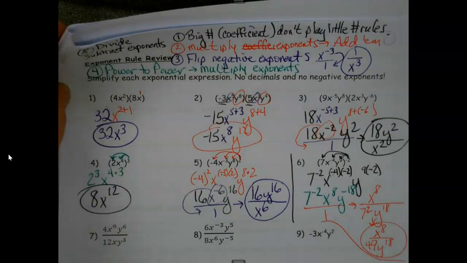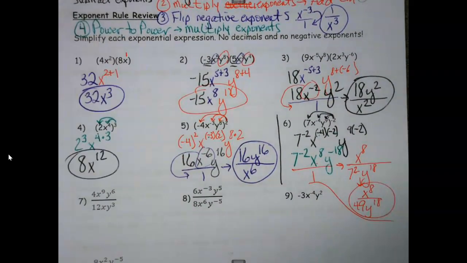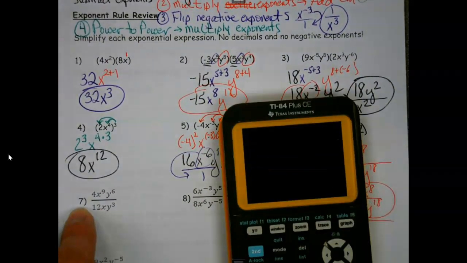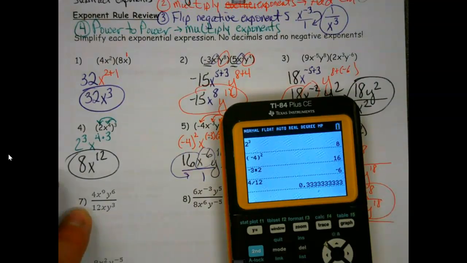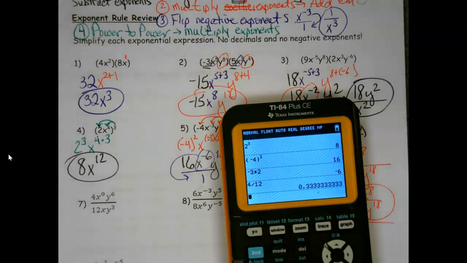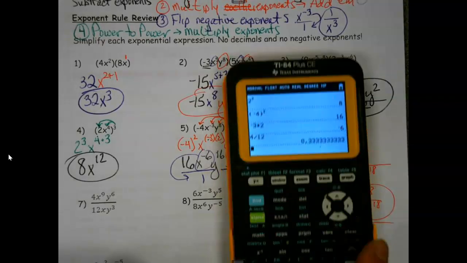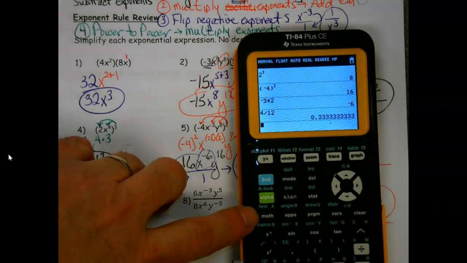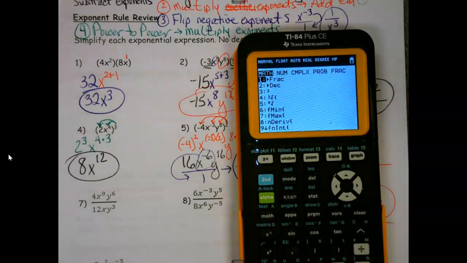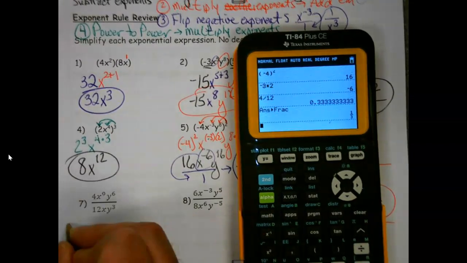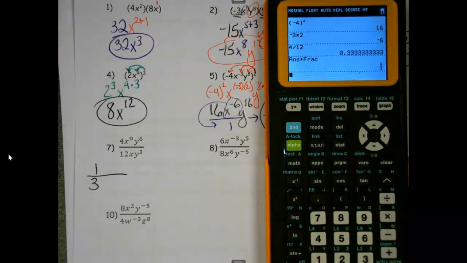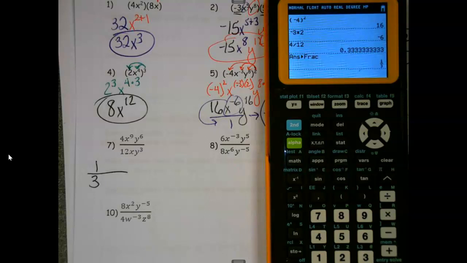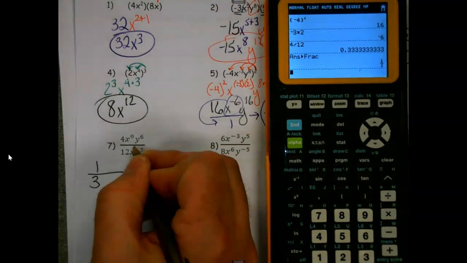I get to number 7, and I'm like, okay, big numbers don't play by little number rules. 4 divided by 12. 0.333333333. No decimals. Well, Hardy, what the heck? That's right. Our friend, right below alpha here, math, and 2 enters. 1/3. Move that up a little bit. We know there's a 1 here.